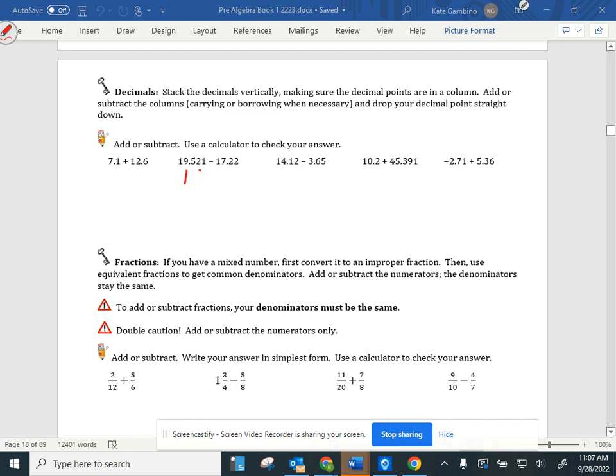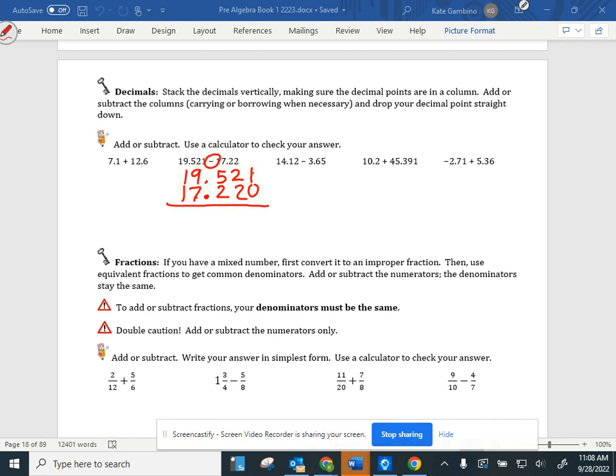So if we look at 19.521 and 17.22, if I'm lining up to the end there, what did I do wrong? The decimals aren't lined up. You have to make sure that you line your decimals up, so you're adding and subtracting the right place values. So if I line up my decimals, I have my ones, my tens line up, tenths, hundredths line up. If I have an empty space, what do I do, Evelyn? Fill it in with a 0.